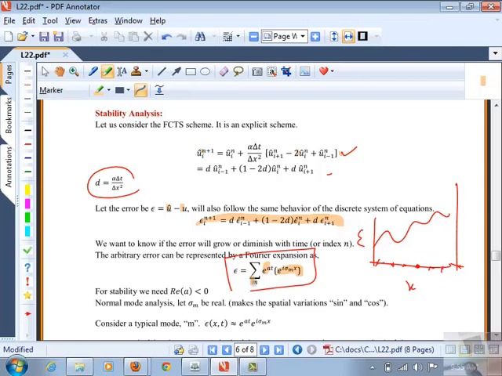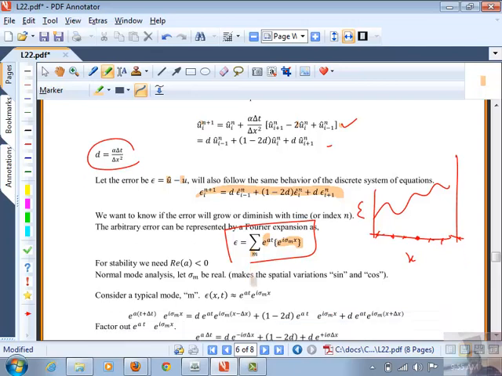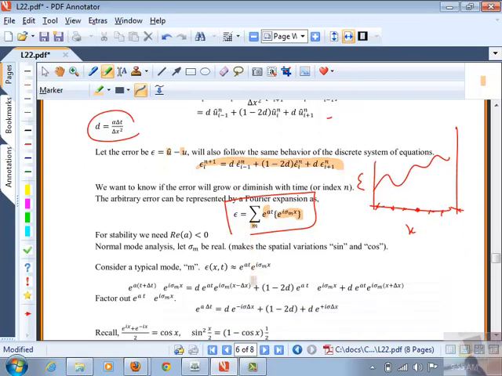Okay, so essentially von Neumann analysis is the normal mode analysis applied on the numerical method instead of a physical system to determine the physical stability. We apply that on the numerical method to determine the numerical stability. Okay, so any questions on this?